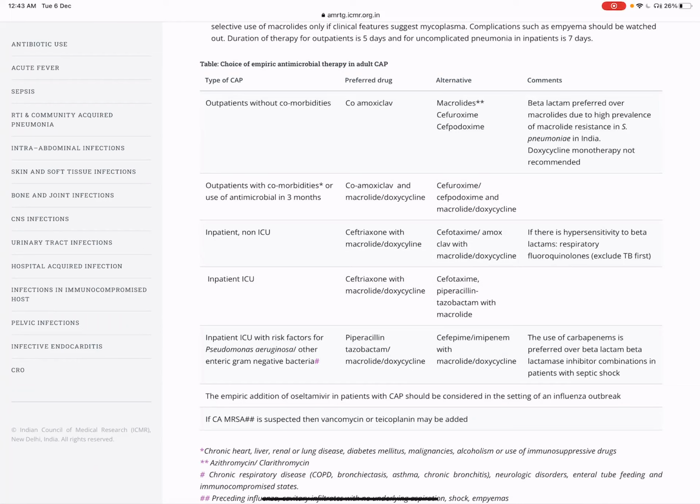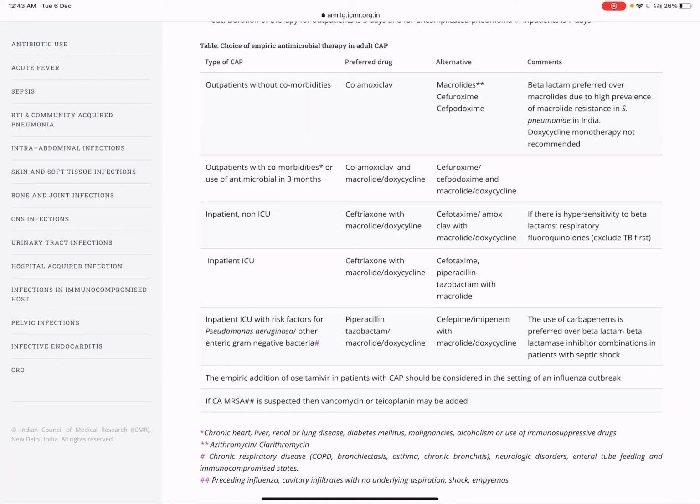Inpatient ICU, I told you, two pseudomonal. Actually, here they are classified into two other factors: inpatient ICU without risk factors for pseudomonas and inpatient ICU with risk factors for pseudomonas. So ICU, if there is no risk factor for pseudomonas, they have retained the same thing, ceftriaxone plus macrolide. But with risk factor for pseudomonas, they are given Piptaz plus macrolide or doxycycline. Then second choice they are given is imipenem.